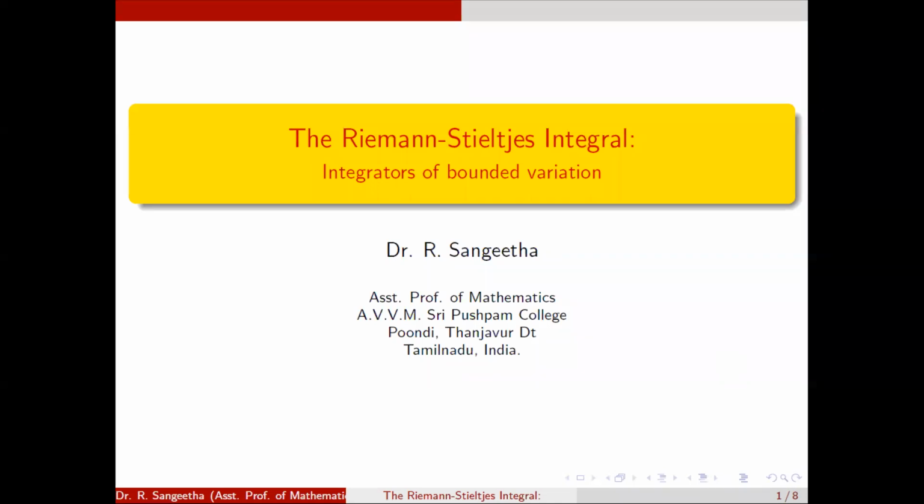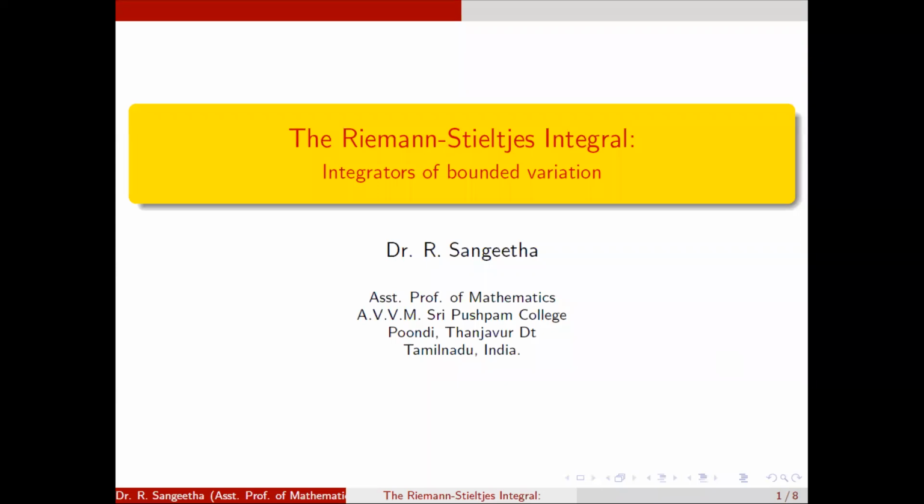Next, we take our alpha as a monotonically increasing function, and then we define the upper Stieltjes sum, the lower Stieltjes sum, and Riemann's condition. So we discussed these things. Now we take our alpha as a function of bounded variation, and then we see some consequences of this.